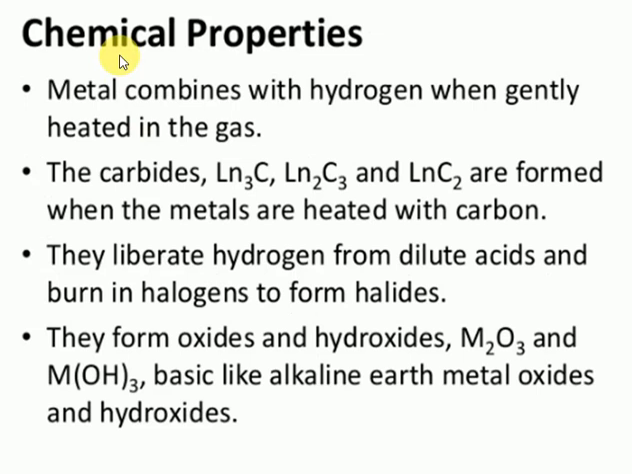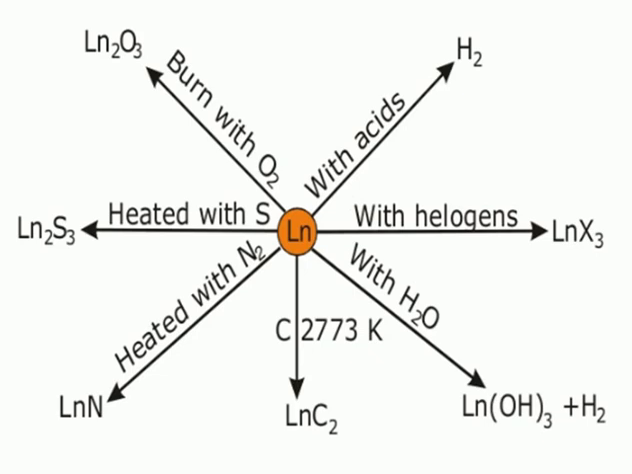Next is the chemical properties of lanthanides. I said very clearly the common oxidation state for lanthanides is +3. Metals combine with hydrogen when heated with the gas, forming a hydride. When lanthanides react with acids, they produce hydrogen gas. When lanthanides react with halogens, they form metallic trihalides. You know very well the oxidation state is +3 in these compounds.